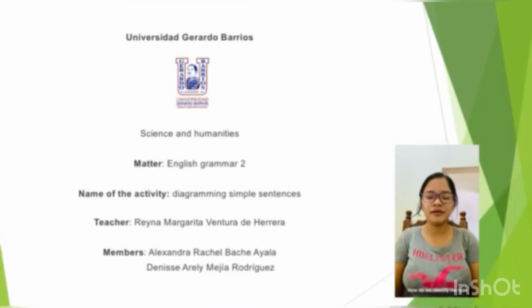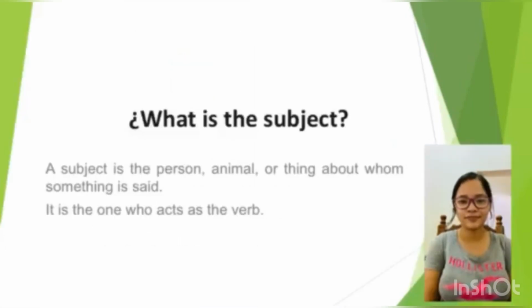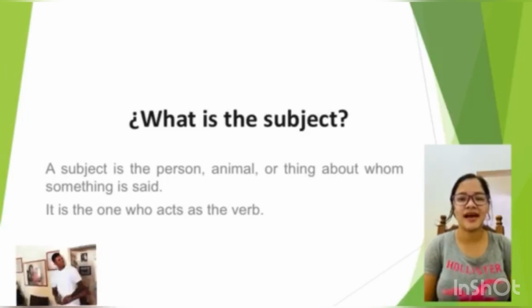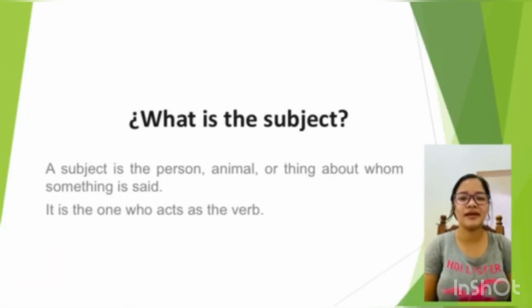How do we identify the type of verb in a sentence? In this case, I will relate the linking verb and transitive verb. If it is a transitive verb, then the sentence would have a direct object. What is the subject? A subject is the person, an animal, or thing about whom something is said. It is the one who acts as the verb.